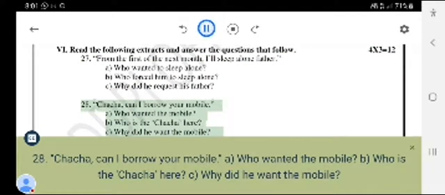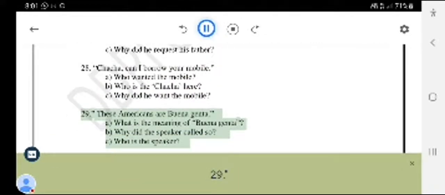28. Cha-cha, can I borrow your mobile? A. Who wanted the mobile? B. Who is the cha-cha here? C. Why did he want the mobile? 29. These Americans are buena gente. A. What is the meaning of buena gente? B. Why did the speaker call them so? C. Who is the speaker?